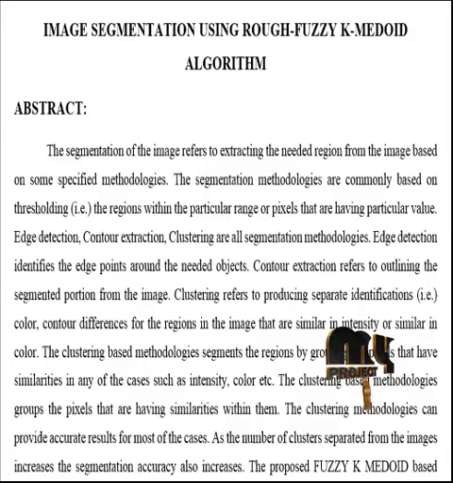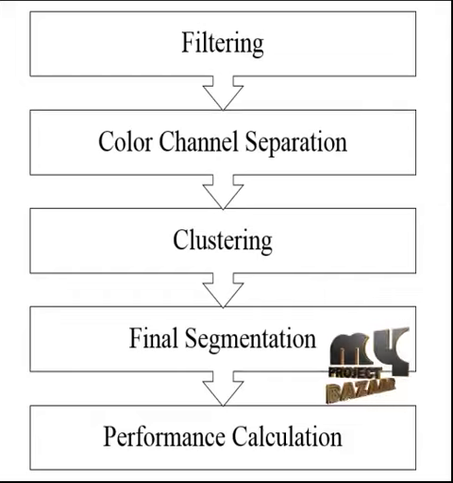This segmentation process indicates different intensity regions in the images with different color representations. The performance of the process is measured in terms of PSNR and MSE. Let us see the flow of the process.